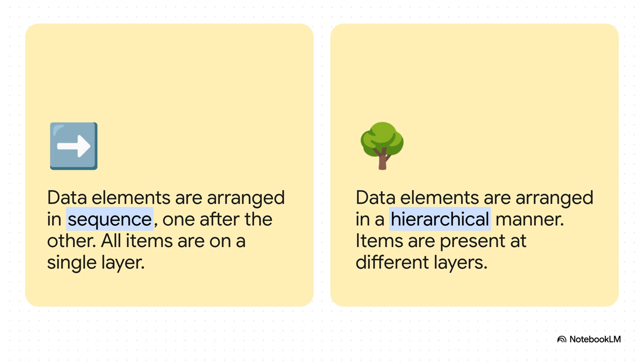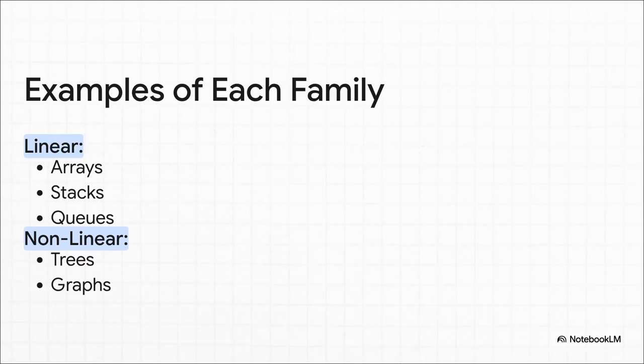And on the other side, we have nonlinear structures. Here, the data is set up more like a hierarchy, with items branching out and linking to multiple others. Think of a family tree or a mind map. So let's look at a few common examples. For linear, you're talking about things like arrays, stacks, and queues. For nonlinear, you'll see things like trees and graphs.